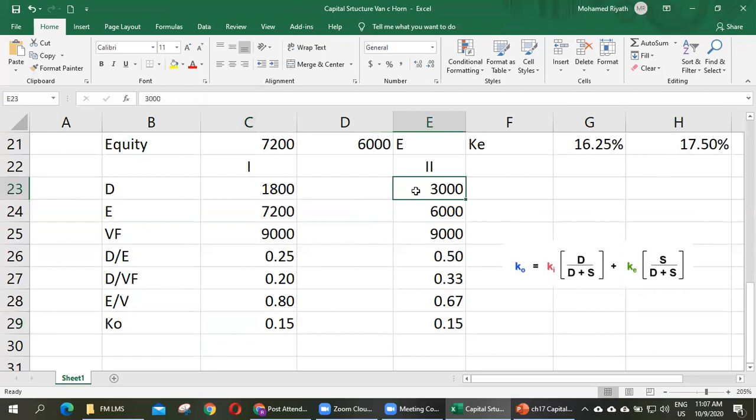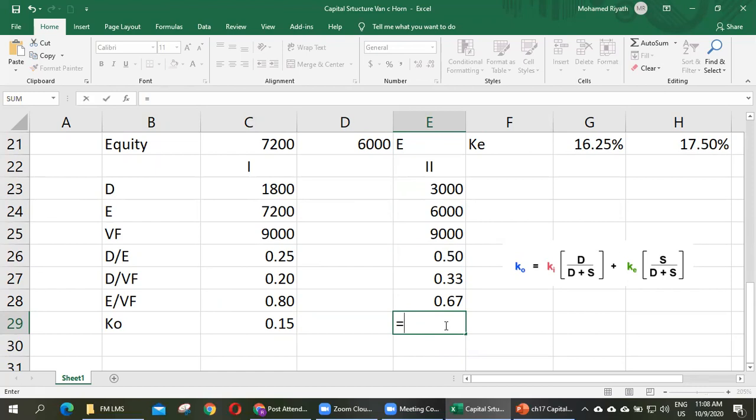In the second case, now debt has increased from 1,800 to 3,000, and therefore the value of equity equals 6,000, and the value of the firm is 9,000. The debt equity ratio has now become 50%, and the debt to value of the firm ratio is 0.33, right? How do we get this value? Debt over value of the firm, 3,000 divided by 9,000, so it equals 0.33. Now the equity to value of the firm ratio: equity is 6,000 divided by 9,000, which equals 0.67.